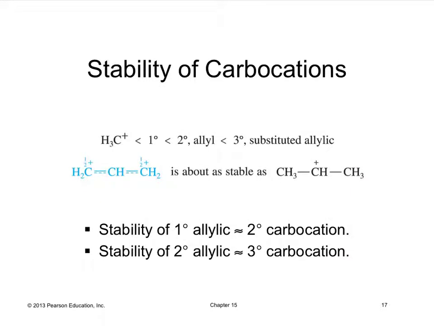In terms of stability of carbocations, methyl is least stable, followed by primary. That's followed by secondary, which is equivalent to the allyl, and then the tertiary, which is equivalent to the substituted allylic. So the stability of a primary allylic is equivalent to a secondary carbocation, and the stability of a secondary allylic is akin to a tertiary carbocation.